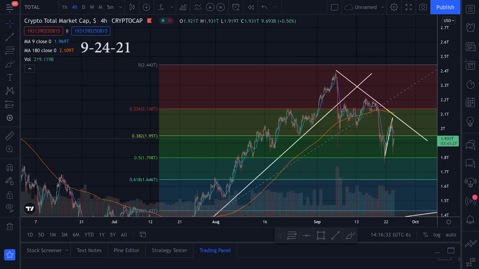Let's take a look at the chart action for the coins that I am watching. So this video is going to be a little bit different. We're going to do a longer format, and I kind of want to check out how the YouTube chapters work.